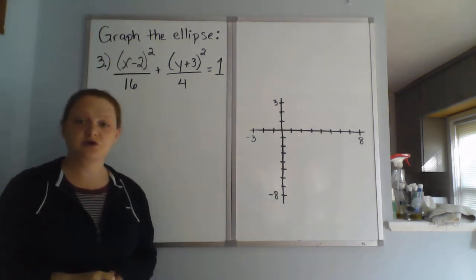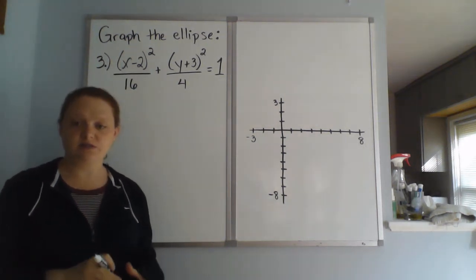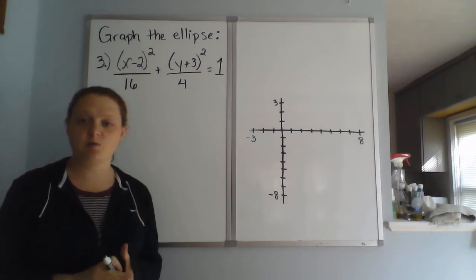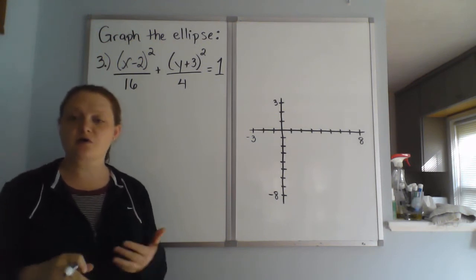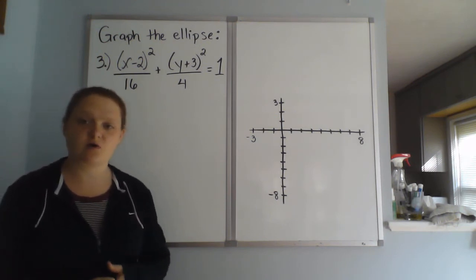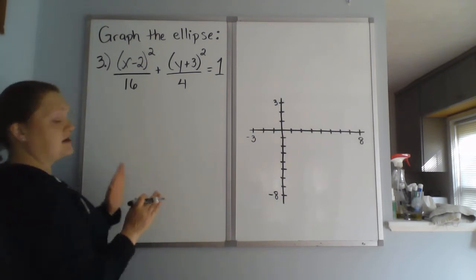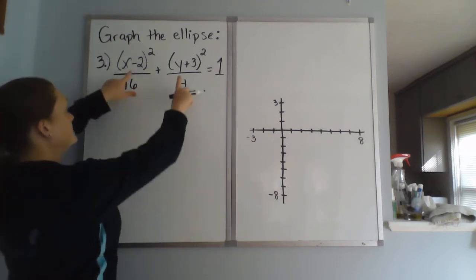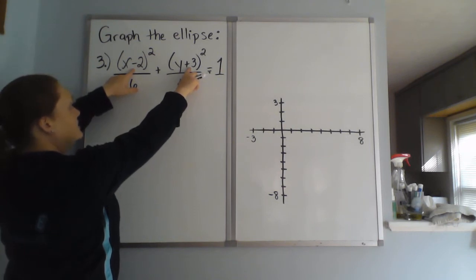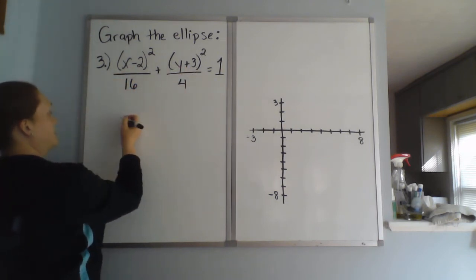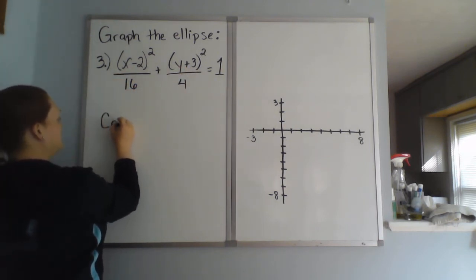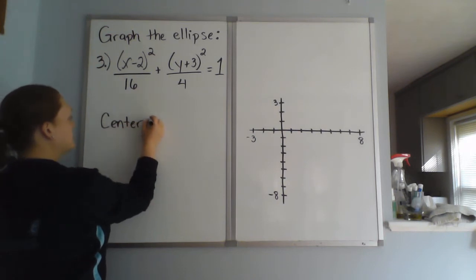All right, so in this third graphing problem, we have a different center other than the origin. So the first thing we want to do is identify our center, then go through, find our A, B, and C, and try to make our graph, okay? The reason I know that the center is not the origin is because there's addition and subtraction involved with the x and the y squared, okay? So the center is shifted.